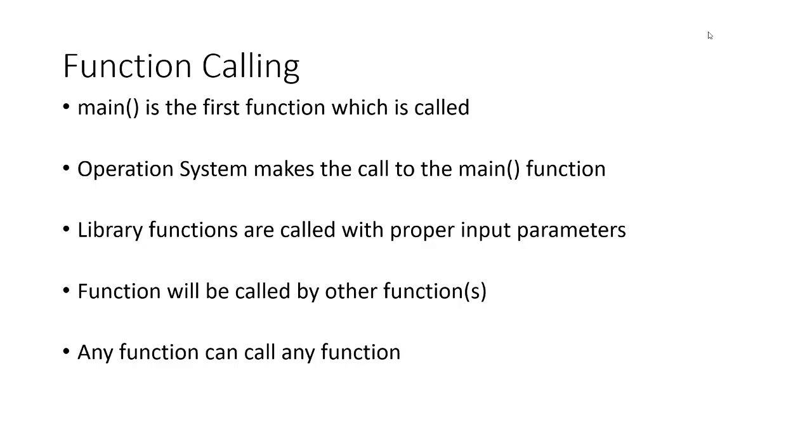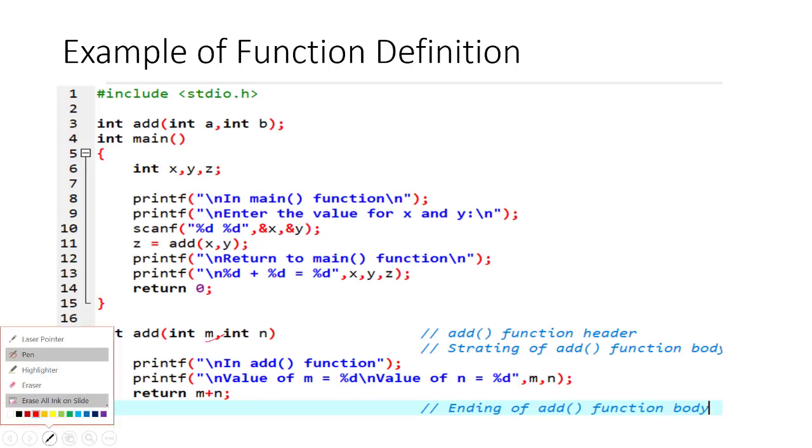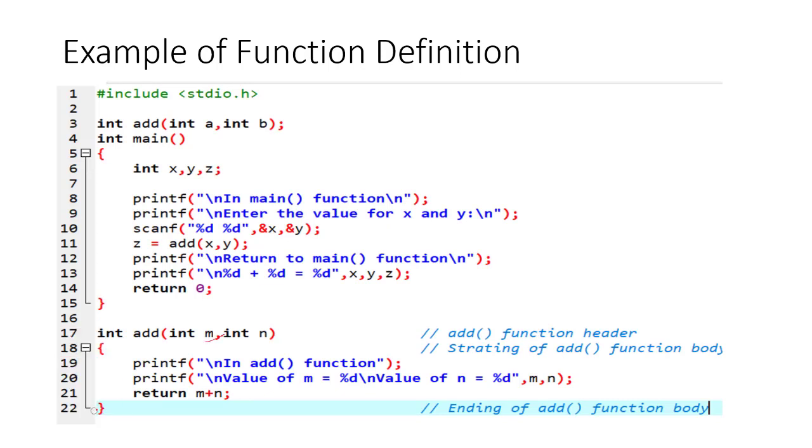So let us take an example which we have discussed in previous cases also. Here you can see that we have a user defined function add and some library functions like printf and scanf. So what is going on here? When the main function is called by the operating system, it will call the library function printf with this statement as the input argument. Then another printf statement will be called, and then the scanf statement, which is also a library function, is called with its proper input argument.